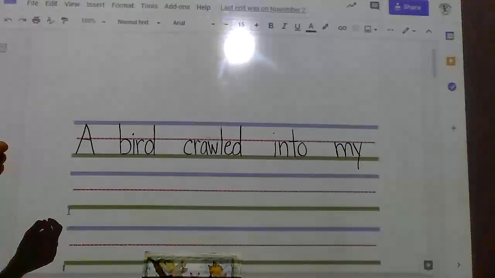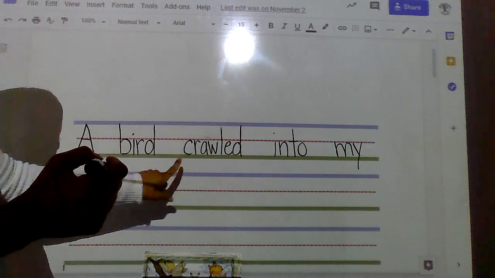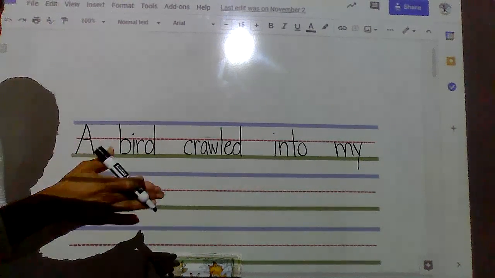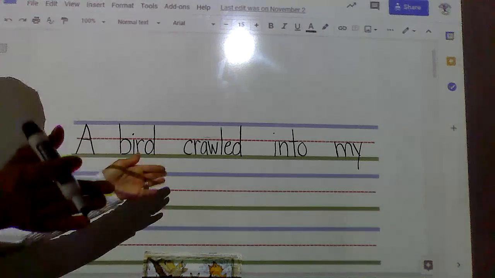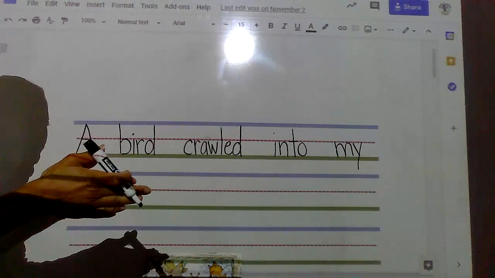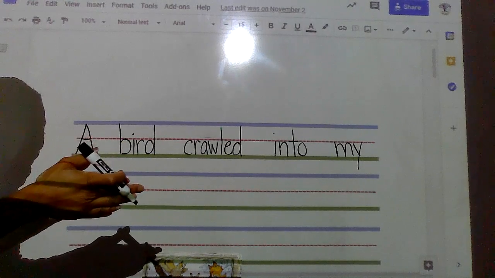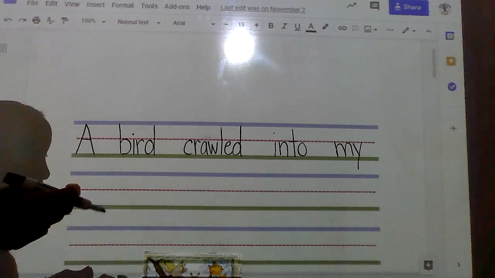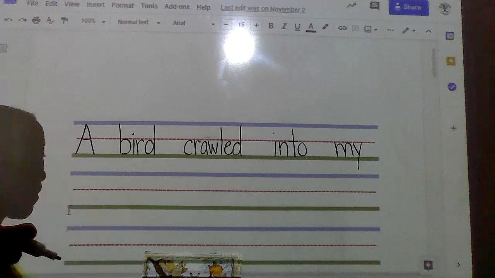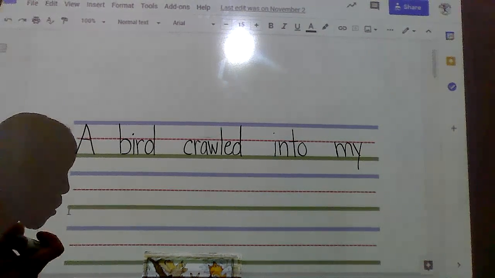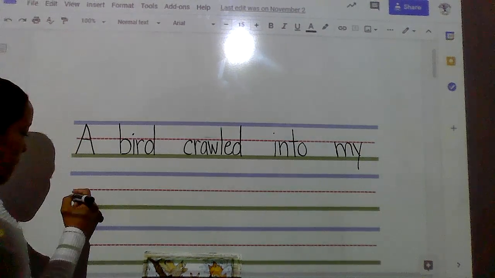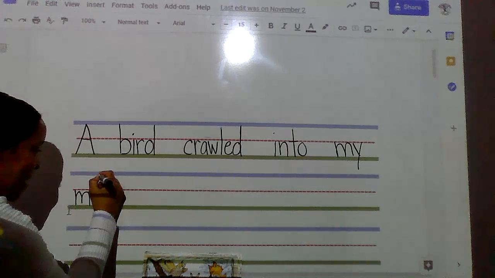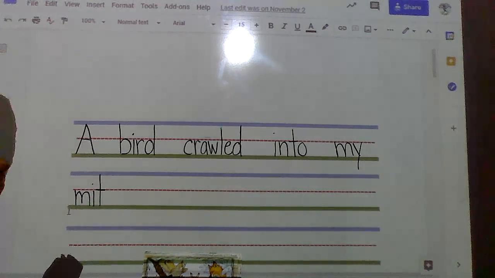All right, let's see what words next. I'm going to go back and read what I have so far. A bird crawled into my mitten. Mitten. Why am I clapping? I'm clapping the syllables. Mitten. When I clap syllables, I'm breaking my words apart to make it easier to sound out. So I'm going to sound out the first syllable. Mit. Mit. Ten.